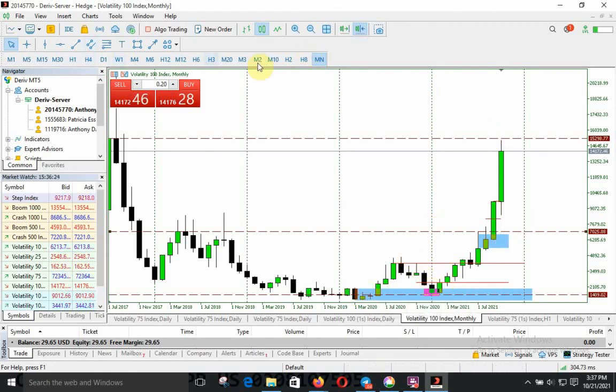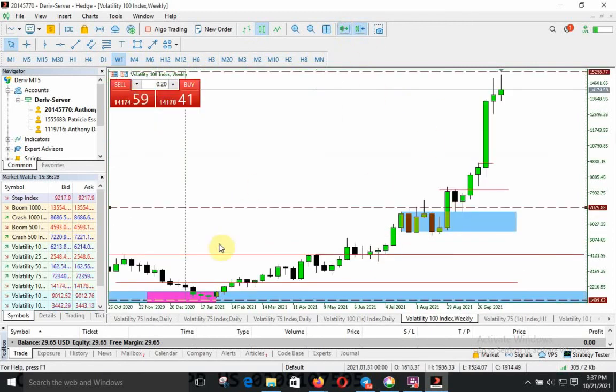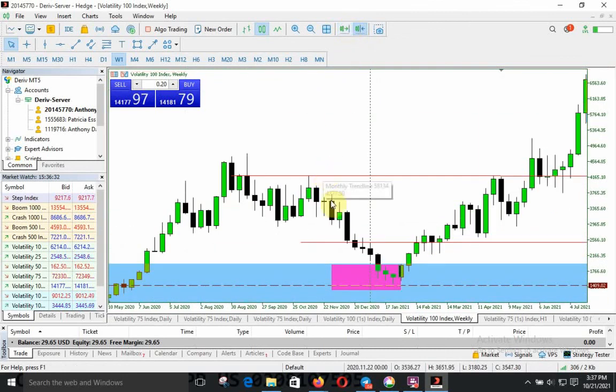Now let's go to a smaller time frame, on the weekly time frame, and see what we have there. So this was what I indicated on the weekly, what's the name, time frame.